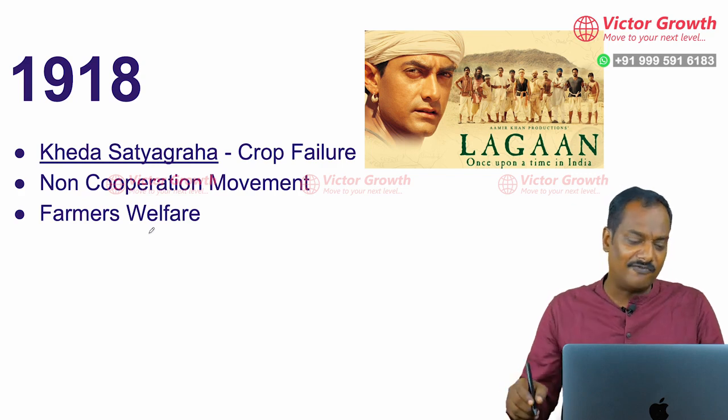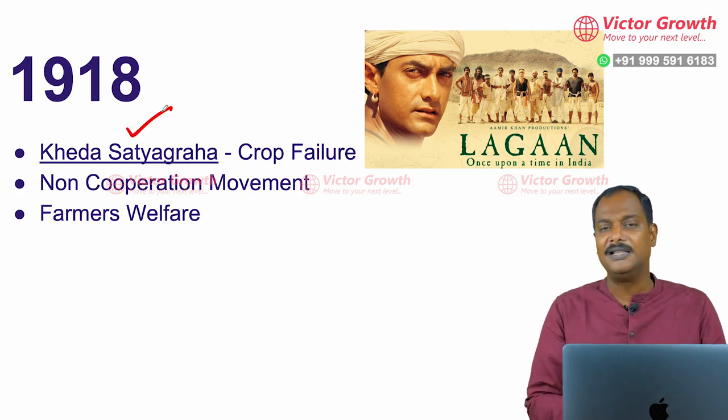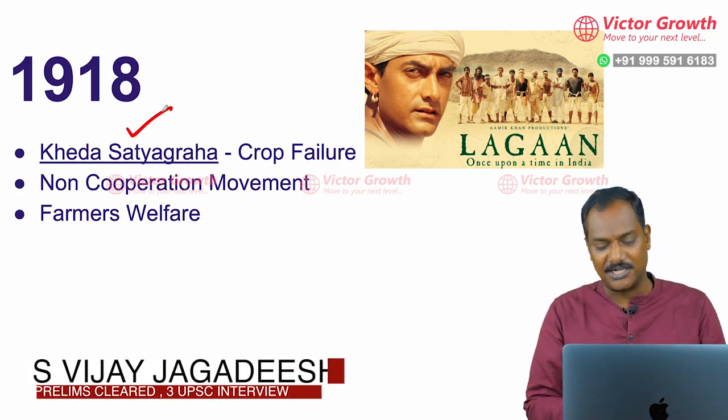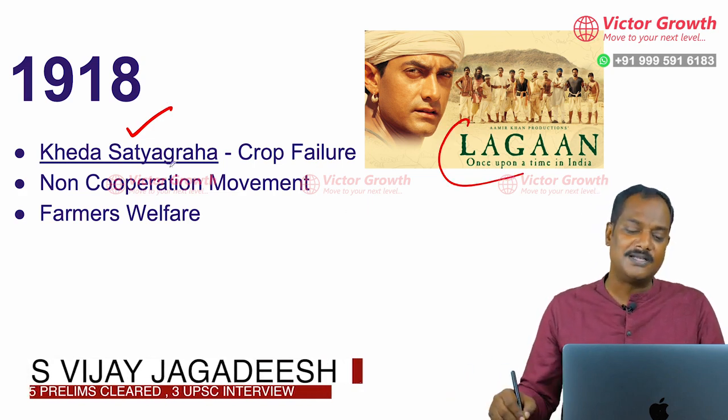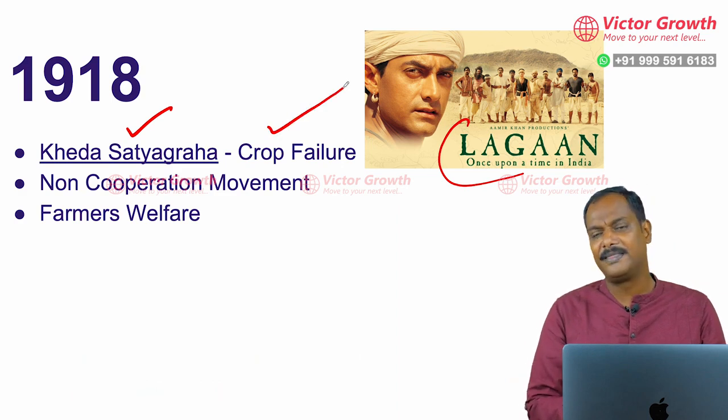In 1918 itself, one more Satyagraha is coming for Gandhi. This time it is in Kheda, Gujarat. What is this? You can see this Lagan picture. What is this? Crop failure. The farmers are not able to pay the rent, pay the revenue.